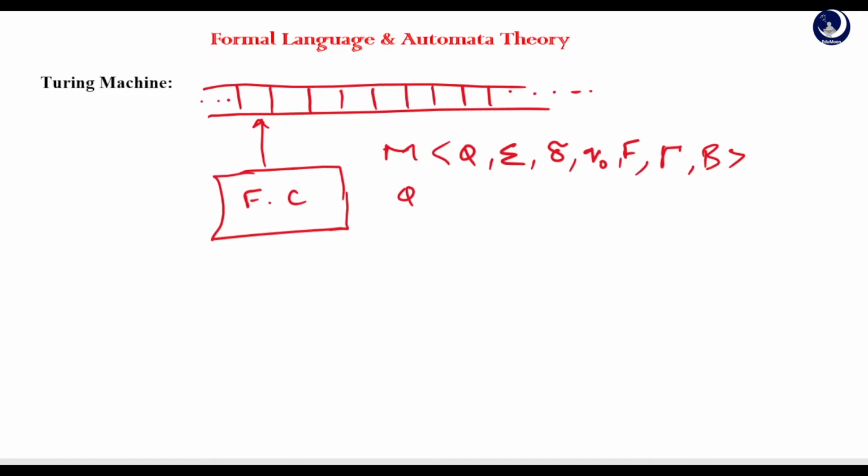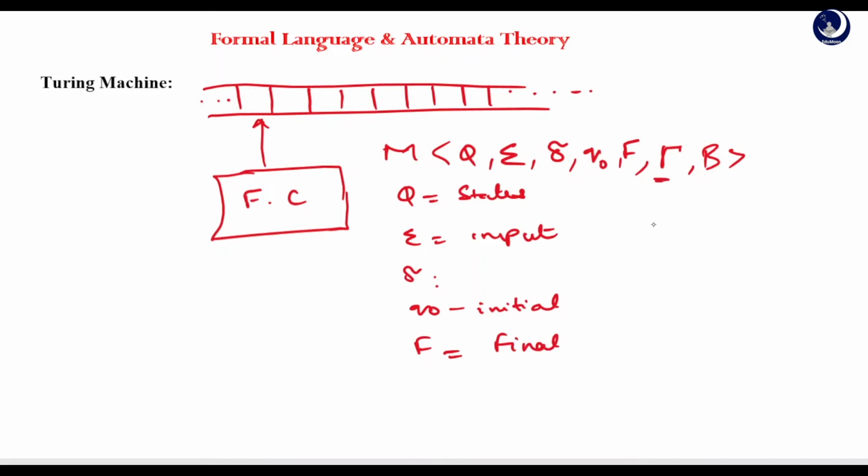Here Q is the set of states, which we already know, and sigma is the set of input symbols. Delta is the transition function, which we will see here. Q naught is the initial state, and F is the set of final states. Capital gamma is nothing but the tape symbols, which are used for reading and writing on the tape. You can also write on the tape, because this is the read head, as we already saw. And B is the blank space.